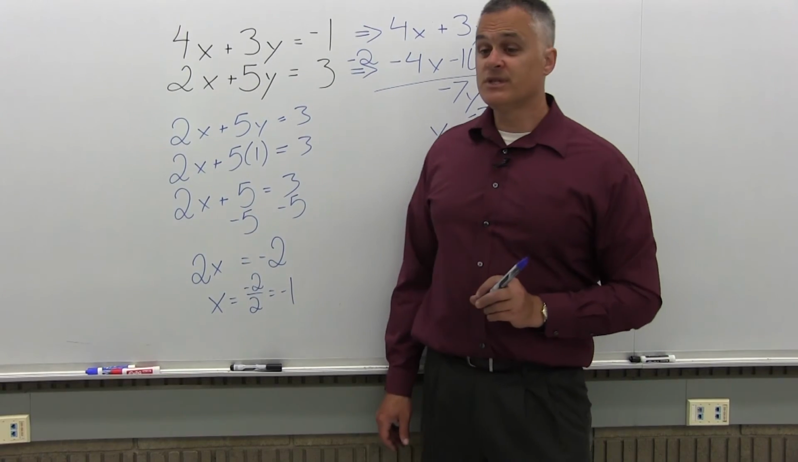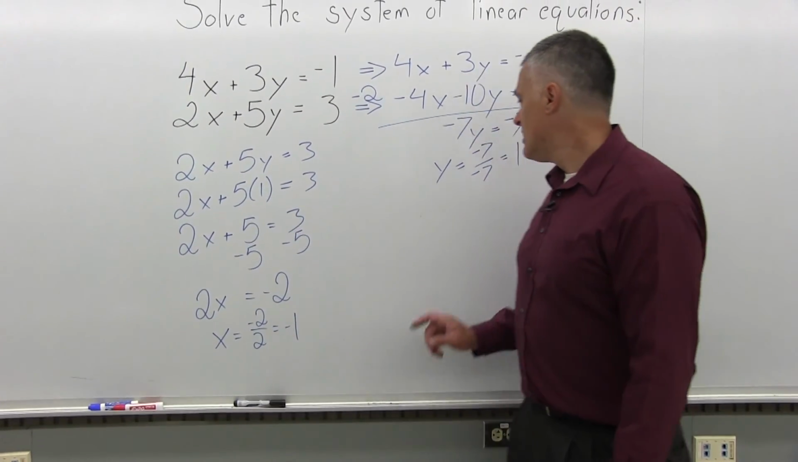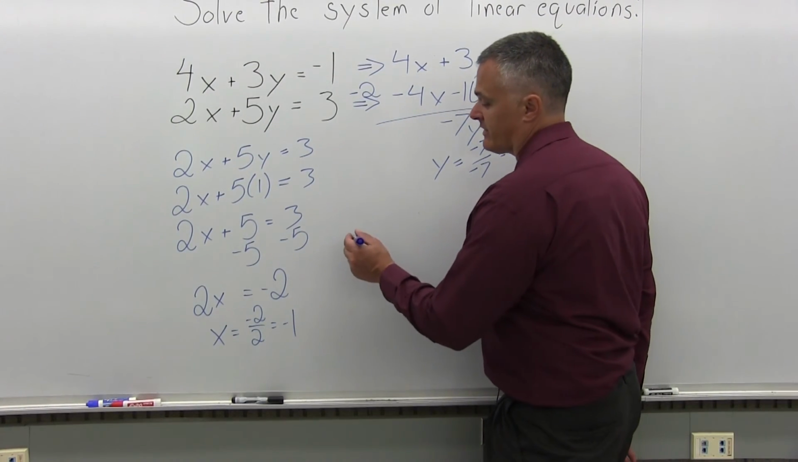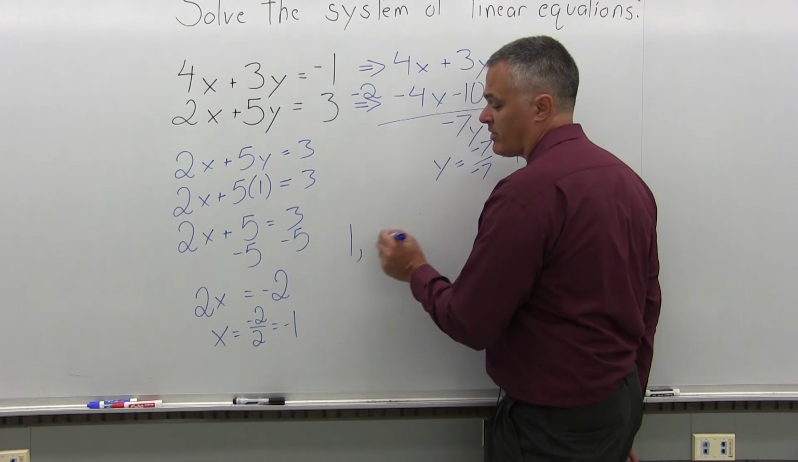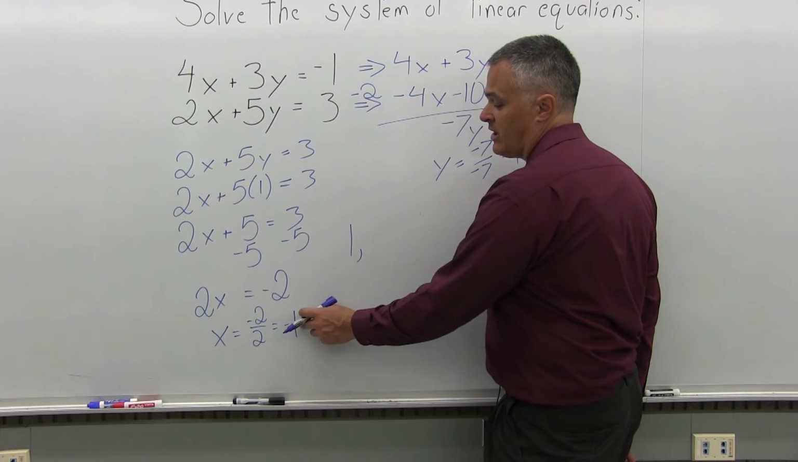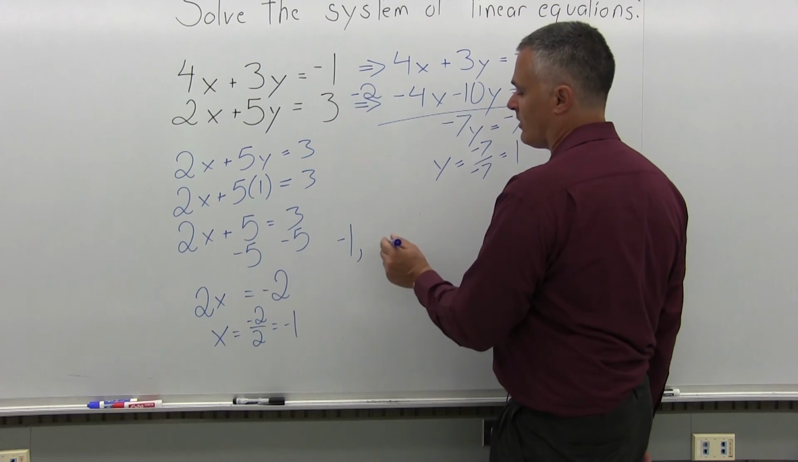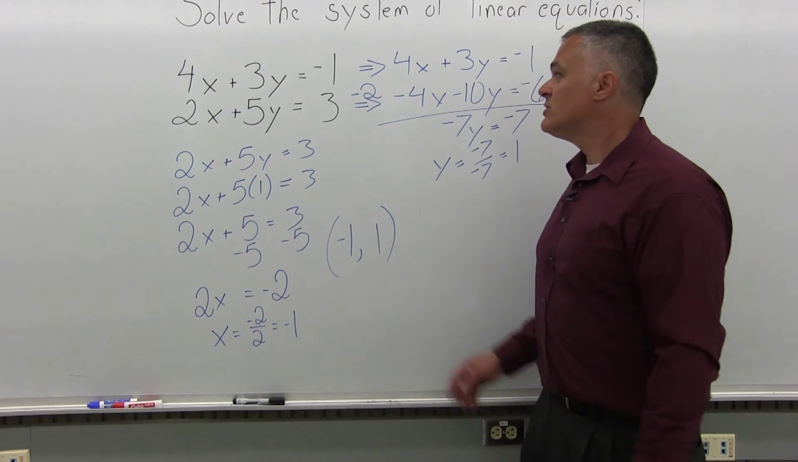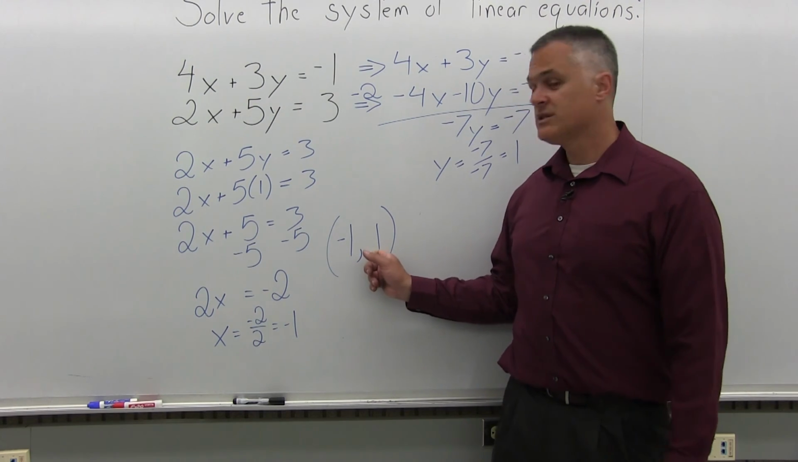So the solution for this system of equations is x equals negative 1 and y equals positive 1. Or if you prefer to write that as a point where they would intersect on a graph, the x-coordinate of the point of intersection is, oh no, the x is negative 1. That's okay, and the y is positive 1. So if you drew the graph, these two lines would intersect at the point negative 1 for the x value and positive 1 for the y value.